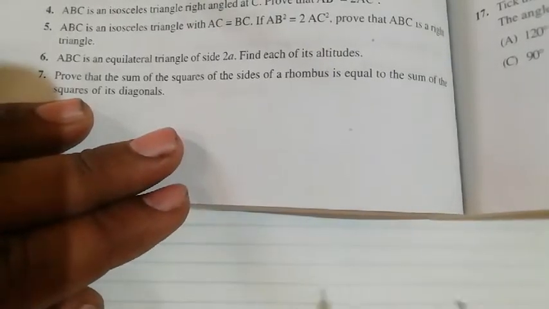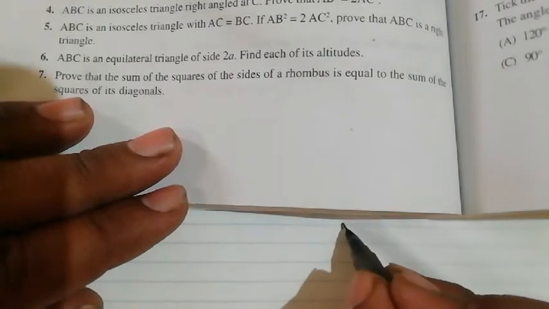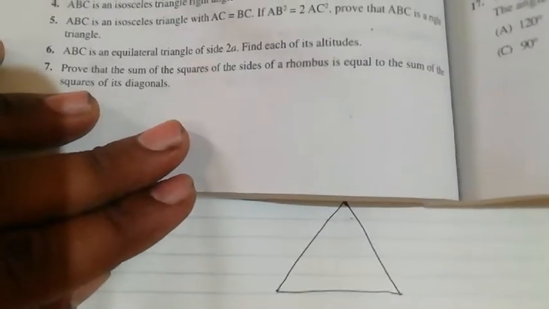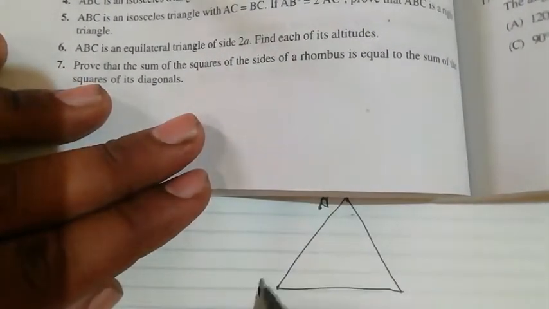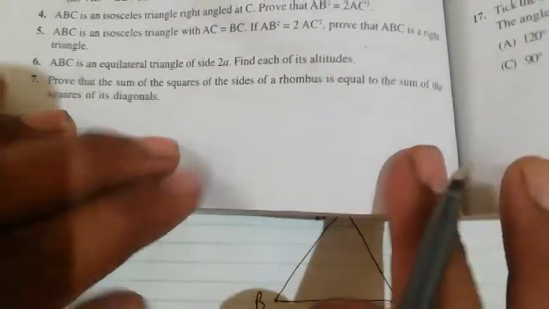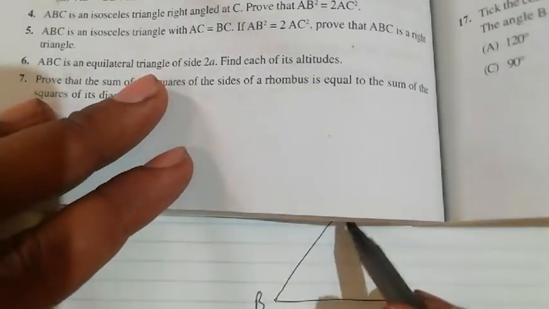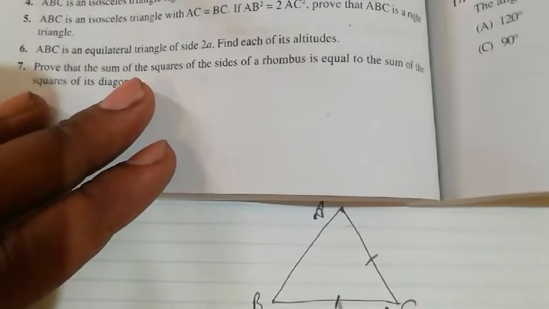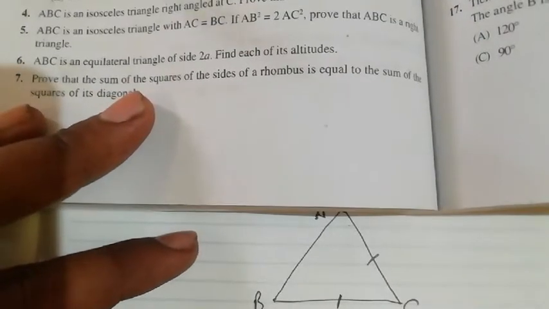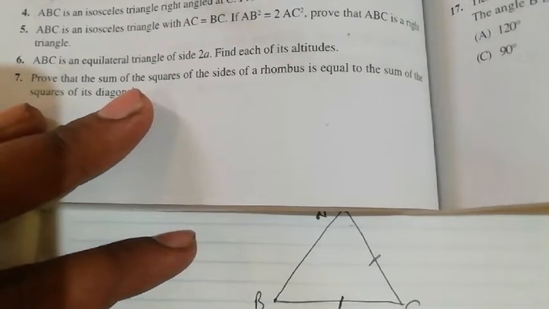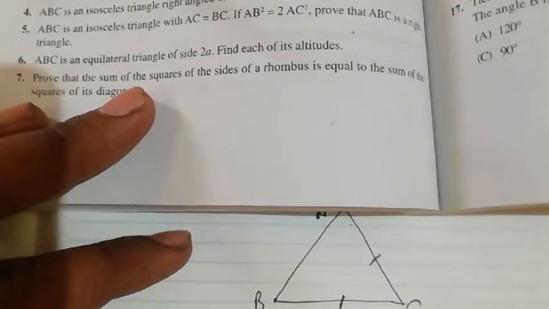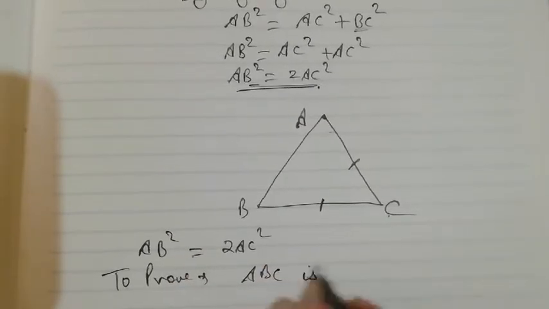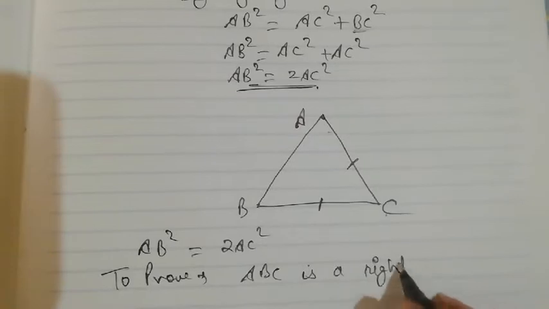In this question, it is also an isosceles triangle. First of all, we will draw ABC, an isosceles triangle. So this is A, this is B and this is C. Look, AC is equal to BC, so these two sides are equal. Now we have AB square is equal to 2AC square. What we have to prove here is that ABC is a right angled triangle.